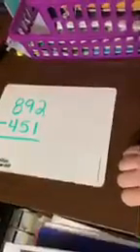Now I'm going to show you all an example of estimating a difference problem. Give me 1 second. The same rules apply. We're still going to underline, look behind, and circle the boss. So we have 892 minus 451. Now, the only thing different here that we're going to do is subtract instead of add. That's the difference.